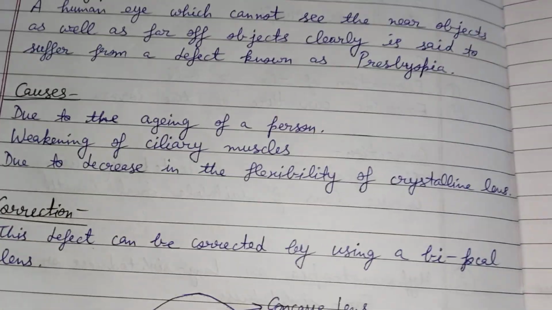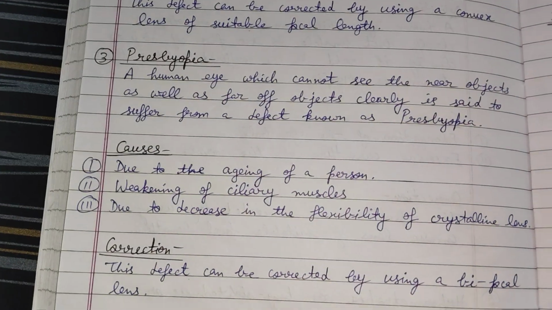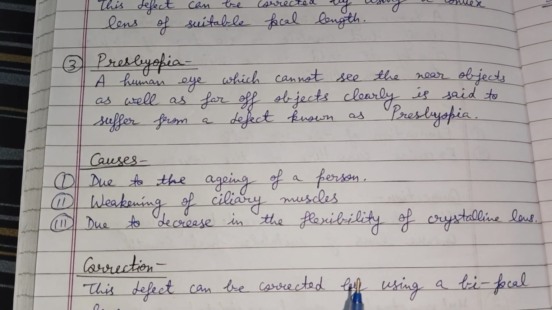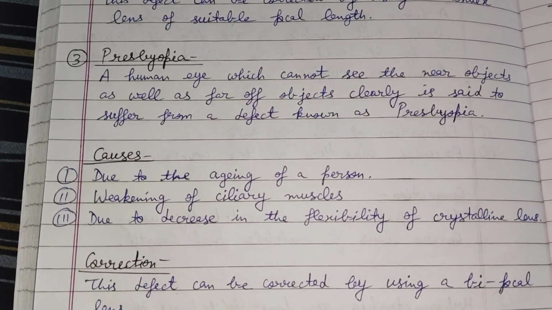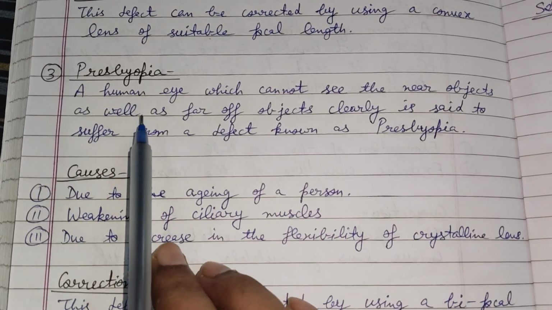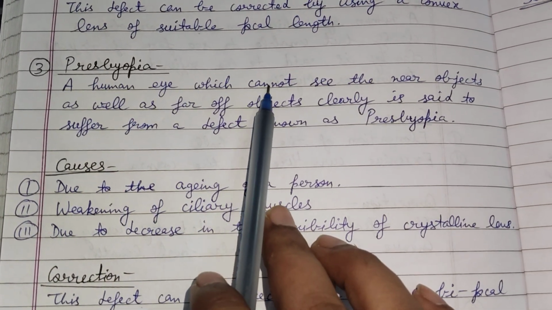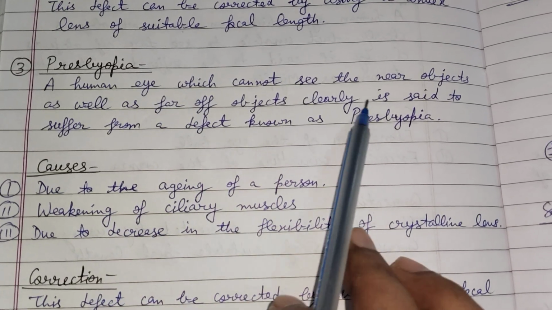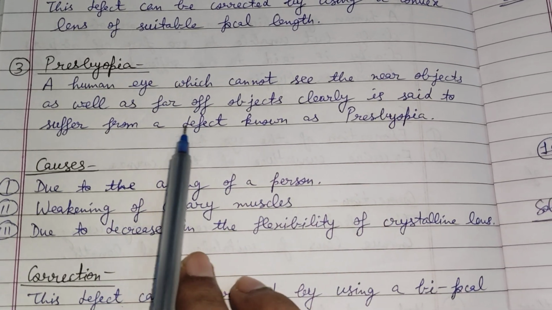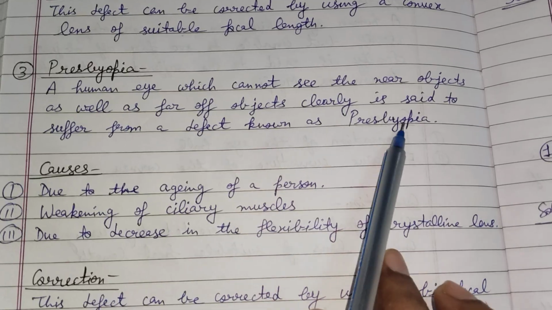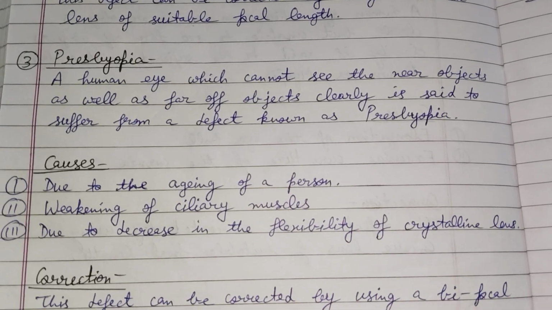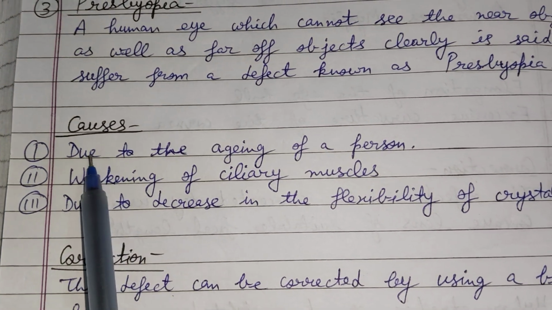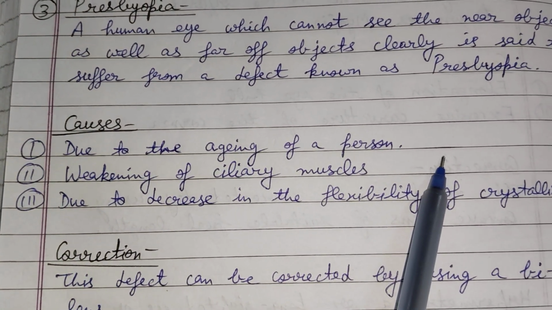Now the third type of defect is presbyopia. This defect generally comes at an old age. And what happens in this defect? A human eye which cannot see the nearby objects as well as far off objects clearly is said to be suffering from the defect known as presbyopia. Now, what are the causes of presbyopia? It happens due to the aging of a person.